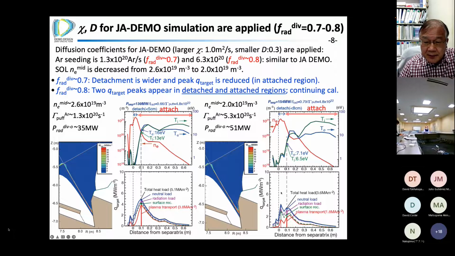In this simulation, in the case of the low diffusion coefficient, the temperature profile is very sensitive. Therefore, the peak heat load changes quickly and is reduced right here.